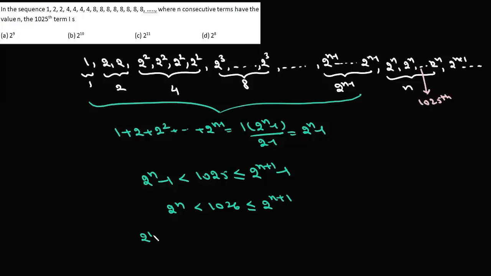Now we know that 2 to the power 10 is 1024 and 2 to the power 11 is 2048. So the value of n for which this inequality holds is 10. So our 1025th term will be simply 2 to the power 10, and that's your option B.